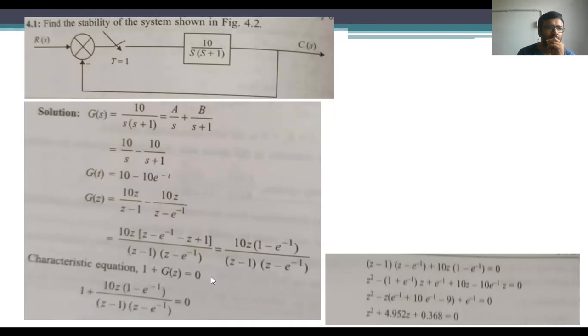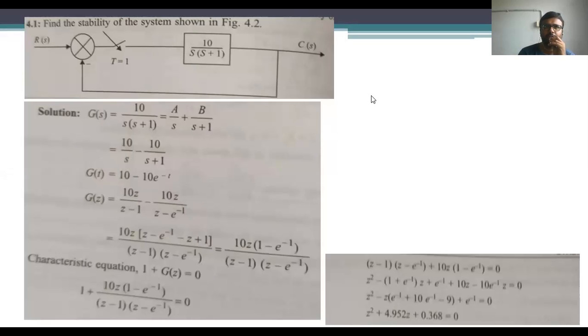So, the Jury stability test is going to be calculated by us when it is in Z domain. But the given transfer function is in S domain. So initially the S domain is going to be converted into the Z domain, and then the characteristic equation is going to be equated to 0, and we will apply the regular stability process. Okay. So initially, let us calculate G of s.